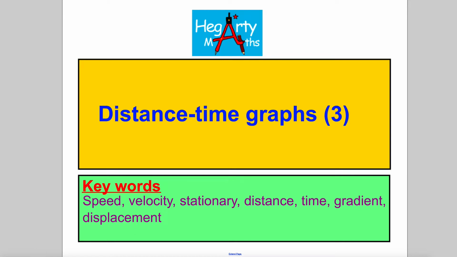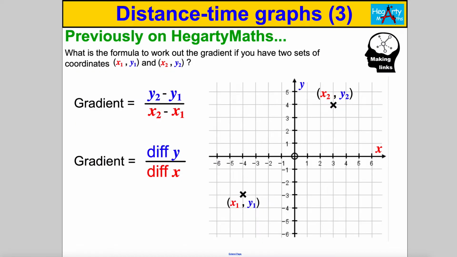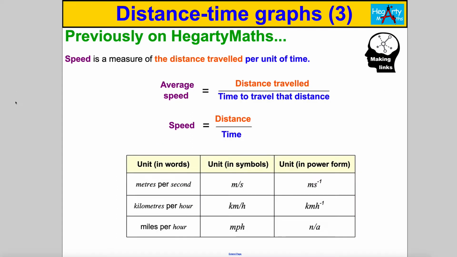Just before we get going on this particular lesson, let's talk about prior learning we need to be really good at. You need to remember how to work out the gradient of a straight line graph. You take the difference in y's and you divide it by the difference in x's. We're going to need that. And also, you need to remember what average speed is and how to calculate it. Average speed is distance travelled divided by time to travel that distance, or we shorten it to speed is distance divided by time. And the units are often meters per second, kilometers per hour, or miles per hour, etc.